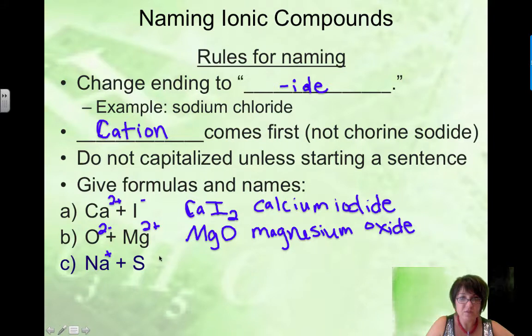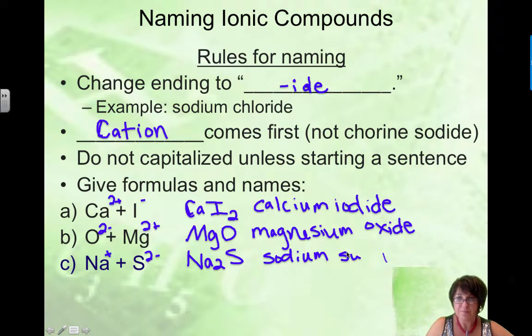Sodium has a +1 charge, sulfur has a -2. So let's write this formula, crisscross the charges, so I get Na2S, and we'll name this sodium, and then sulfur becomes sulfide. It's really just that easy. Don't make this harder than it needs to be.